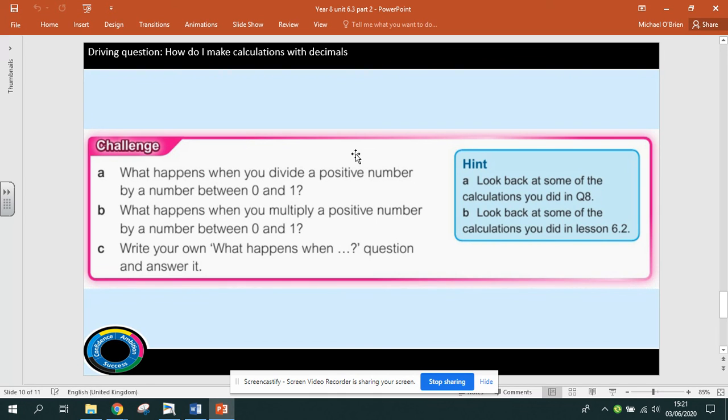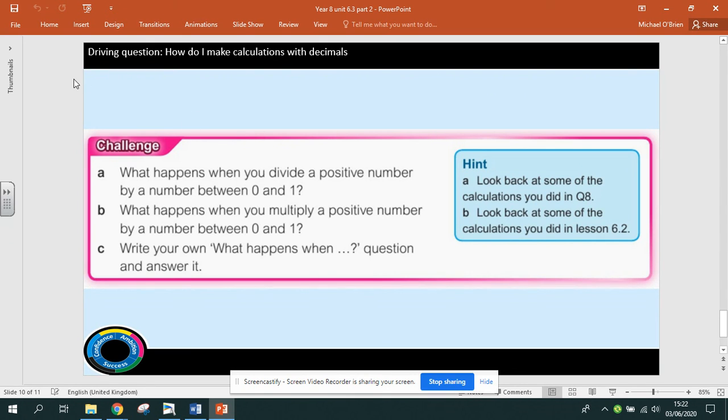For your own what ifs, I really can't answer. I mean, one I would say is, what happens when you multiply a positive number by a number bigger than 1? It gets bigger. What happens when you divide a positive number by a number bigger than 1? It gets smaller. Those are nice and easy. If you came up with something even trickier, fantastic. Please mail it into me, please. I'd like to see.